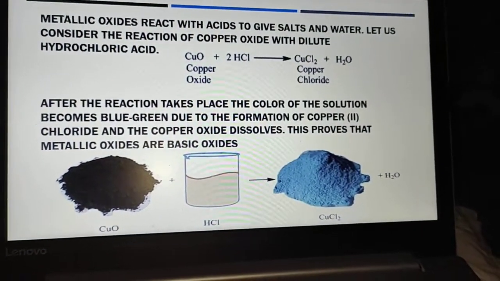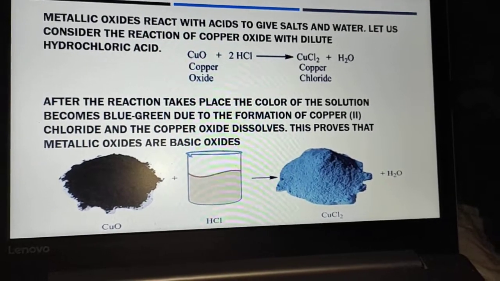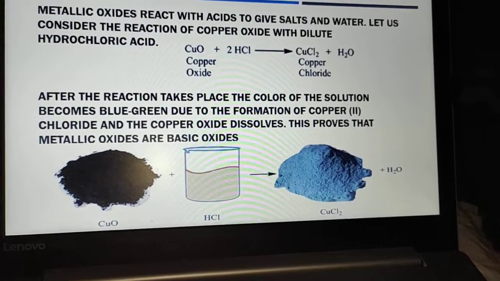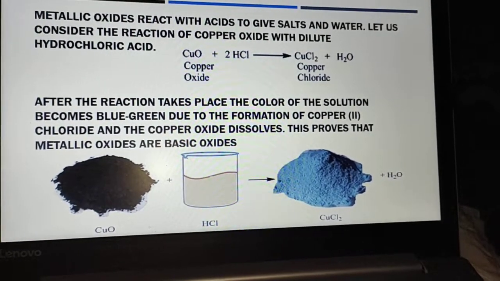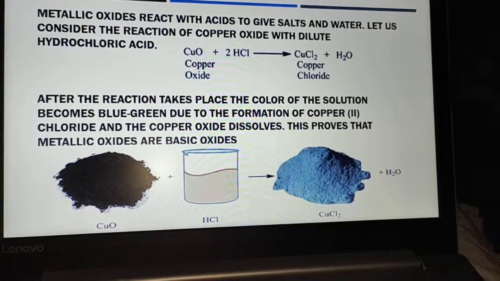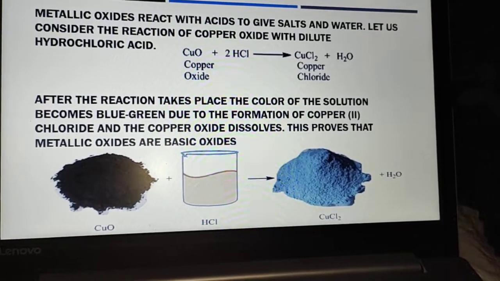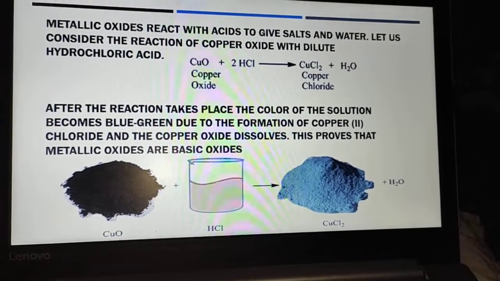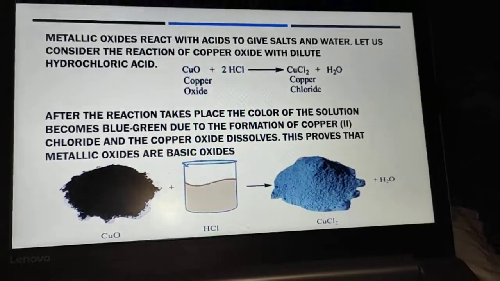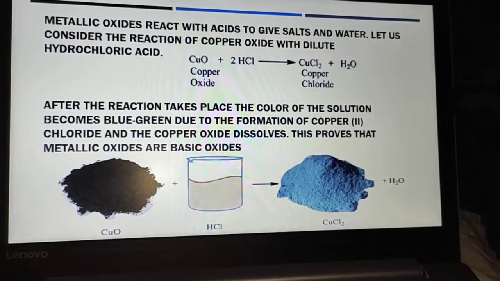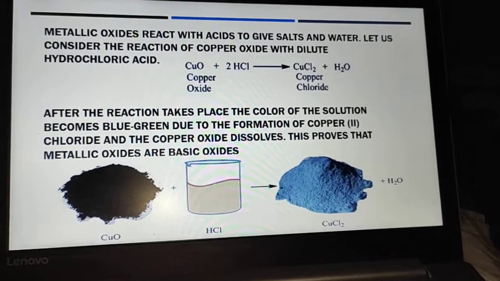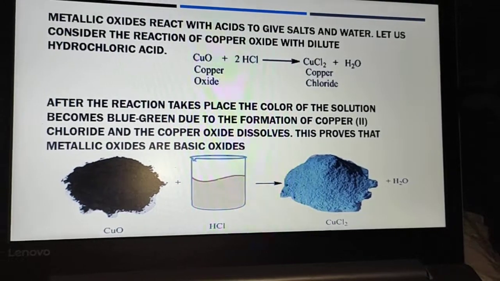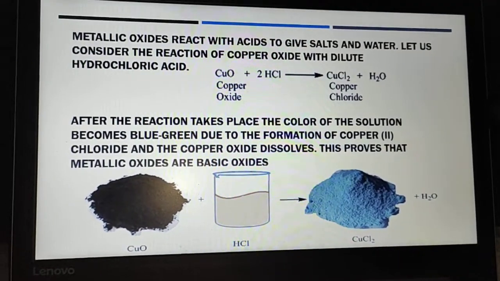Here is the example. Metallic oxide reacts with acid to give salts and water. Let us consider the reaction between copper oxide and dilute hydrochloric acid. CuO plus 2HCl gives you CuCl2, which is copper chloride, plus H2O. After the reaction takes place, the color of the solution becomes blue-green due to the formation of copper chloride. Second is the charge present on the copper. तो Cu2 plus की form में है, तो copper chloride forms and the copper oxide dissolves. This proves that the metallic oxides are basic oxides.